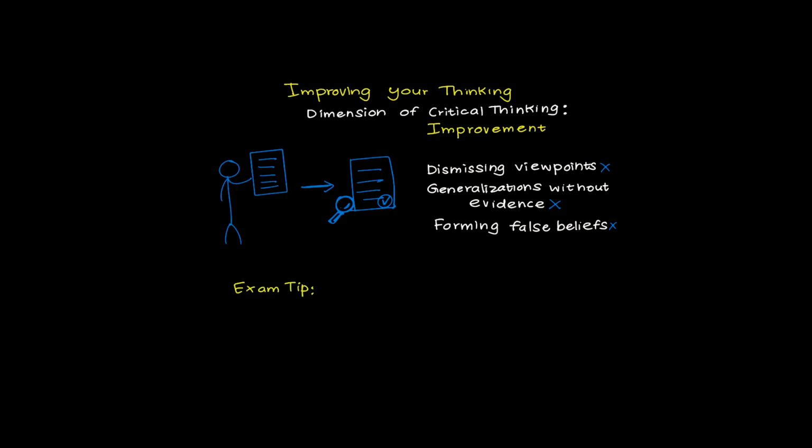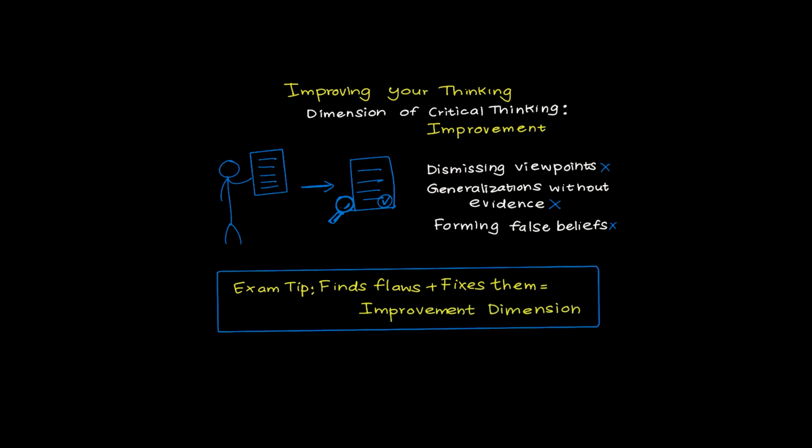Here's a WGU D265 OA exam tip for you. When you see a scenario where someone identifies flaws in their own reasoning and then fixes them, that's the improvement dimension. Quick recall hook: improve = inspect and rebuild.